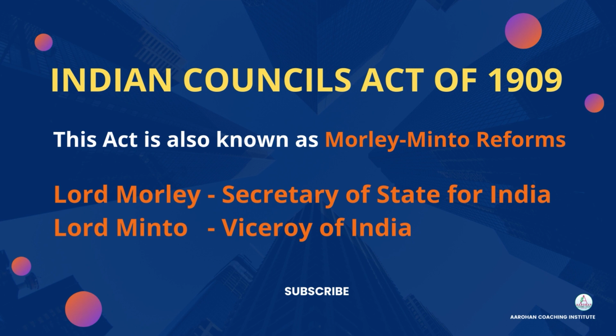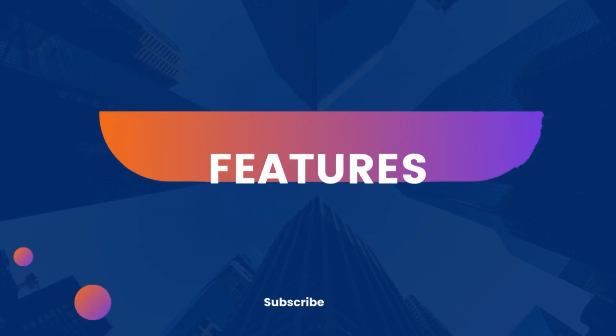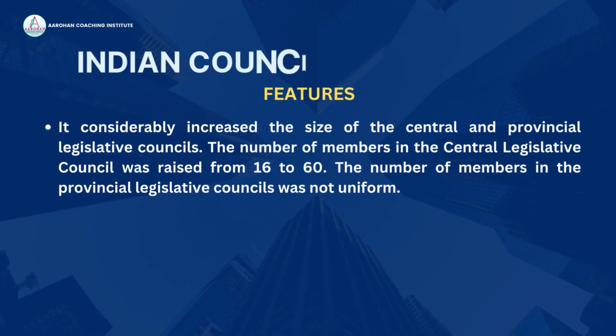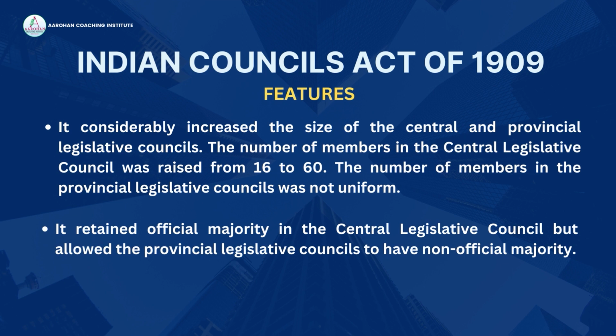Now let's discuss the features of this act. It considerably increased the size of the central and provincial legislative councils. The number of members in the Central Legislative Council was raised from 16 to 60. The number of members in the provincial legislative councils was not uniform. It retained official majority in the Central Legislative Council but allowed the provincial legislative councils to have non-official majority. So, again, non-official means Indian members.